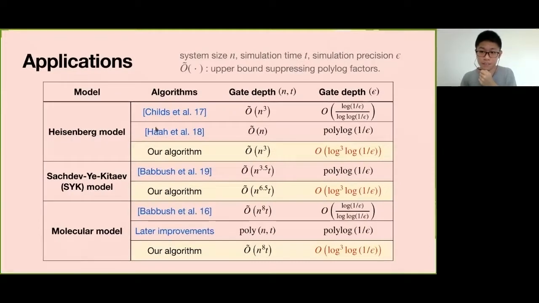Okay, for a better illustration of our algorithm, we apply our simulation algorithm to simulate three physical models of interest. These are the Heisenberg model, the SYK model, and a molecular model. And to apply our algorithm to these models, we need to specify how we implement the oracles OH and OP. That means we need to implement these oracles by one or two qubit gates. So the result shown in this table is only about the gate complexity.